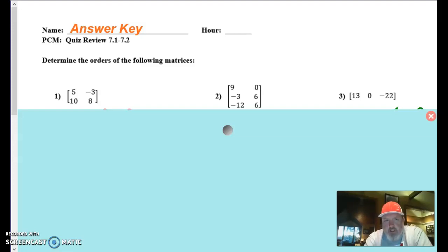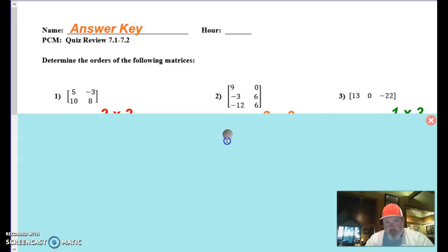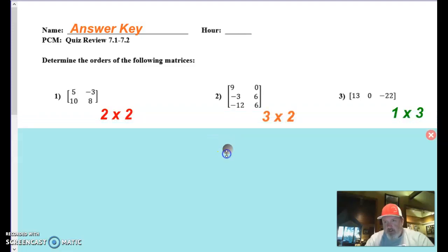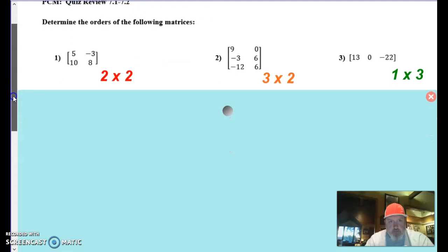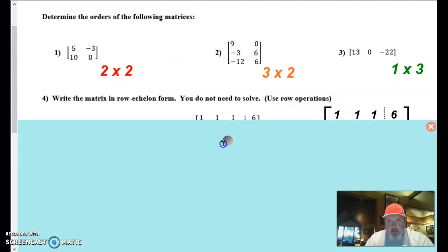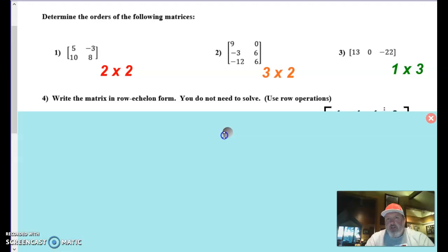So first couple questions here, determine the order of the matrices. Remember, order is rows across by columns up and down. So this one is a 2 by 2. Second one is a 3 by 2, and that last one you got one row and 3 vertical columns, so a 1 by 3. So again, these are kind of, I don't want to say they're softball problems, but they're designed to get you off to a good start in your quiz and get you rolling here with some points and feeling confident.